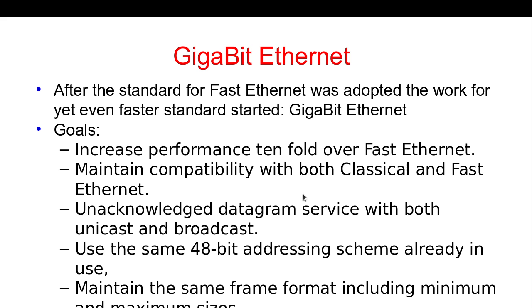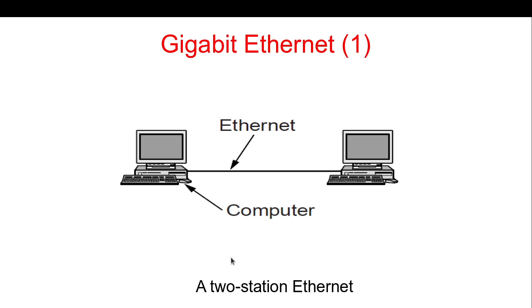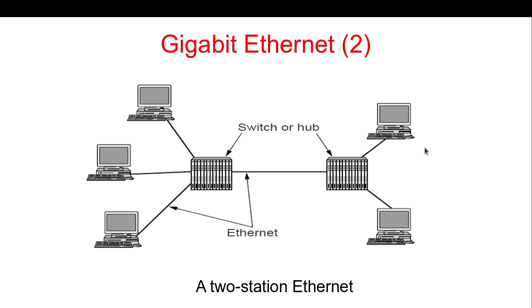It was to support unacknowledged datagram service with both unicast and broadcast. It has to use the same 48-bit addressing scheme you've seen, and the same frame format, including the minimum and maximum size constraints. Here there could have been multiple arrangements. The simplest is just two computers connected using Ethernet, or there could be multiple stations connected using either a switch or a hub.